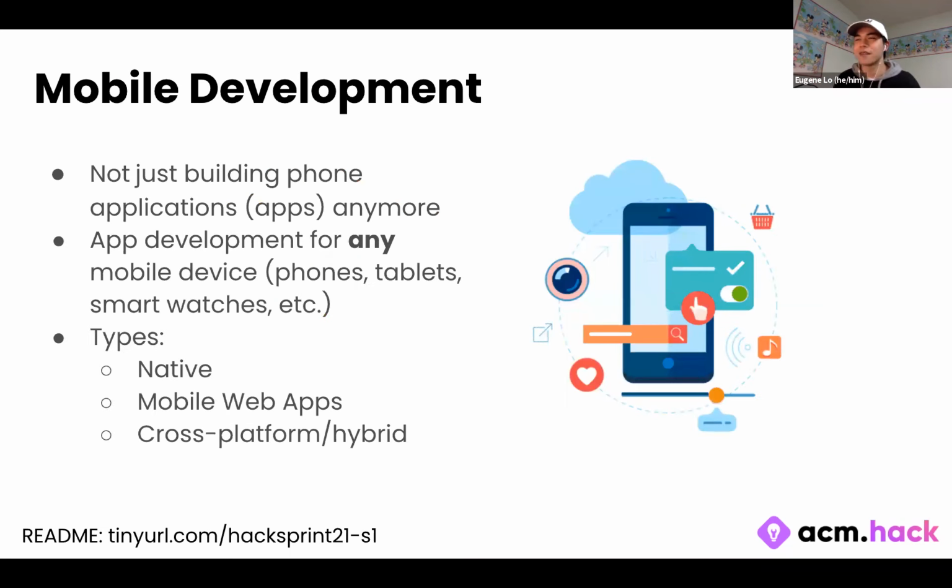So mobile development is not just about building phone applications anymore as it used to be. Now it's expanded its definition to encompass anything that is mobile, which is anything that you can carry around with ease. So that can be your phone, your tablet, your smartwatch, anything that you can carry. And mobile development has expanded in a way that made it dividable into three main categories. There's native development, there's mobile web apps, which is just websites that are responsive enough for you to view on your mobile browser. And finally, there's cross-platform or hybrid development, which we'll be talking about a little later.